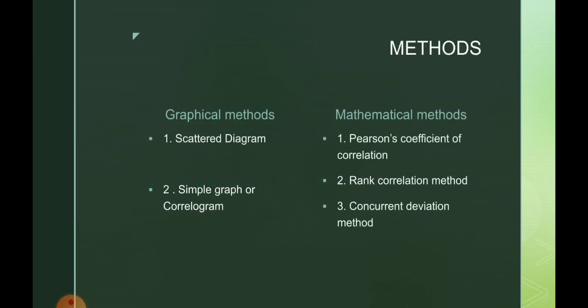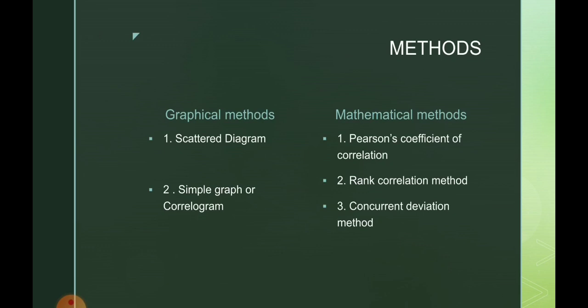Now come to the methods. So we have two types of methods here. First is the graphical method and second is the mathematical or statistical method. So what is the graphical method? Graphical method means you have to represent the data in terms of a graph. Here we have two graphical methods: one is the scattergram diagram, and second is the simple graph or correlogram. We will study only graphical methods today.